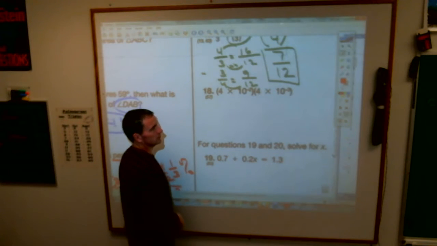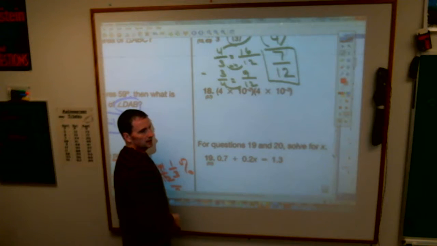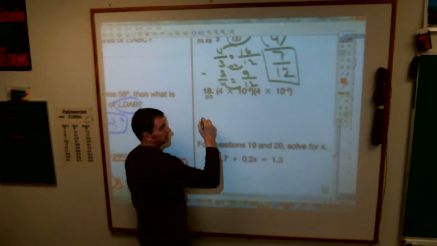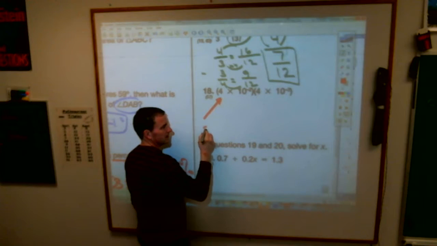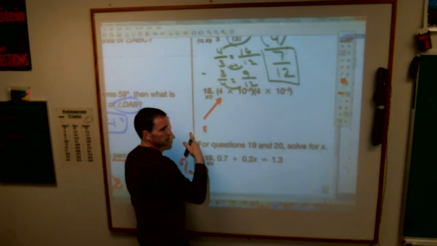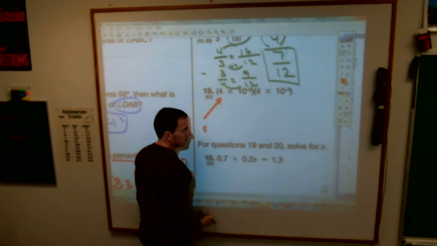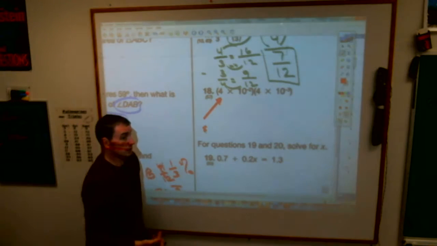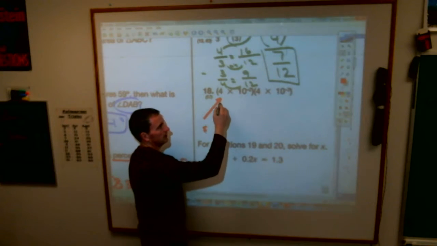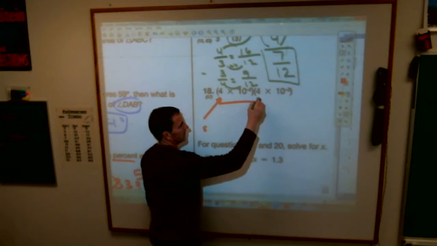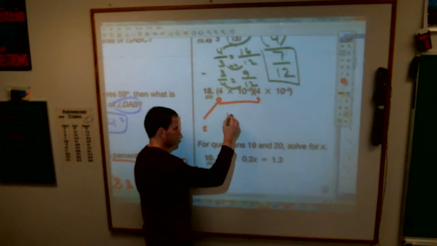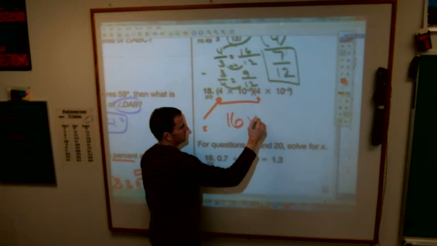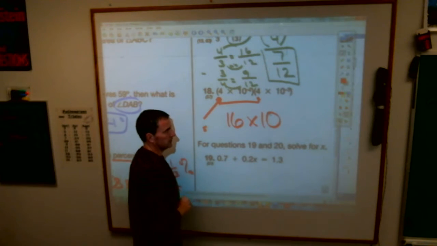I'm not sure what the deal is with that. By the way, again, if it's given in scientific notation, your answer should be in scientific notation. You should get something times 10 to some power here. How do you do multiplication in scientific notation? Step number 1, multiply the lefts together. What is 4 times 4? 16.